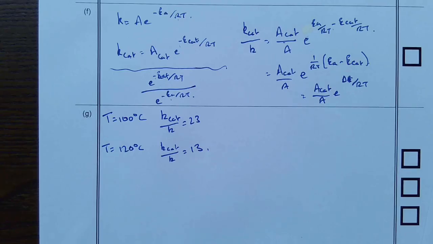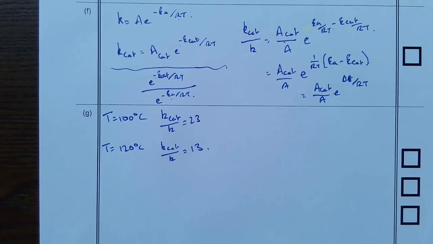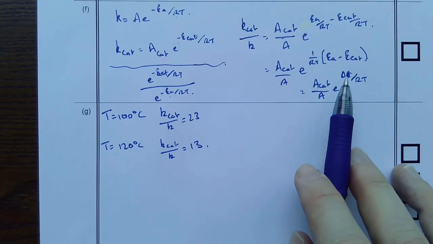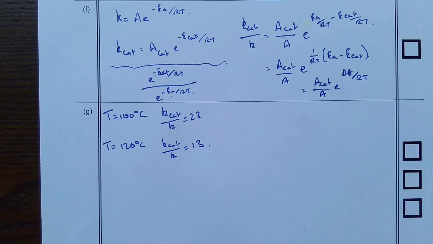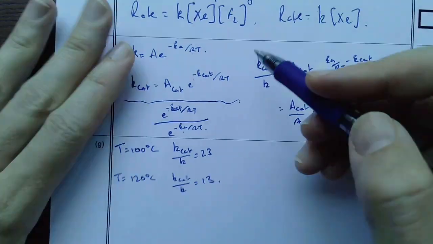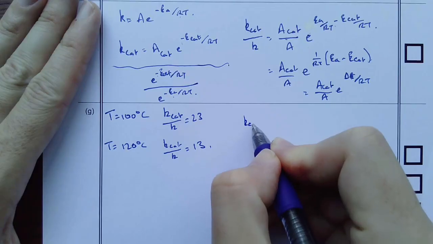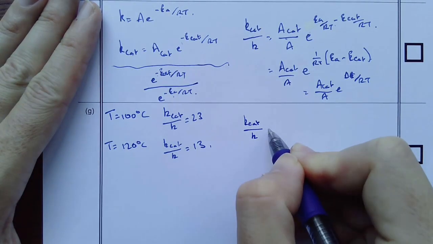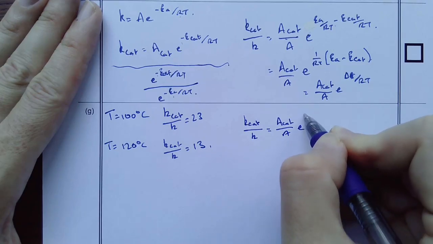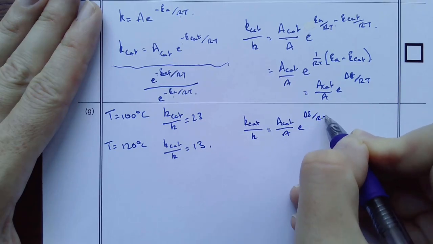Okay, now what we need to do is it asks us to work out the change in the activation energy. So we're going to try and work out what this delta E here is. Now the problem is, let me just write this out again. I know I've got k cat over k equals A cat over A e to the delta E over RT.